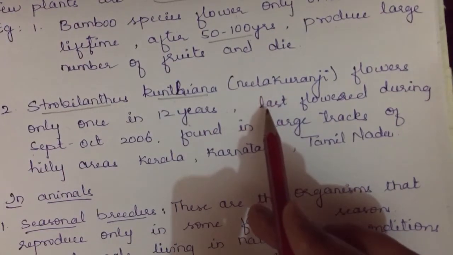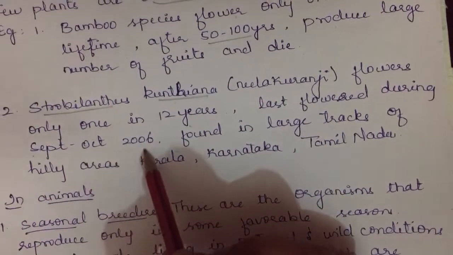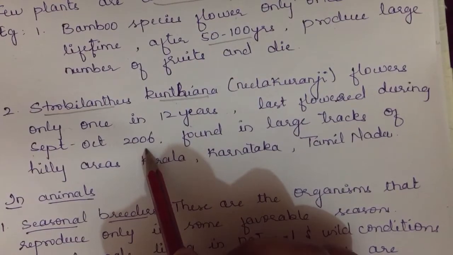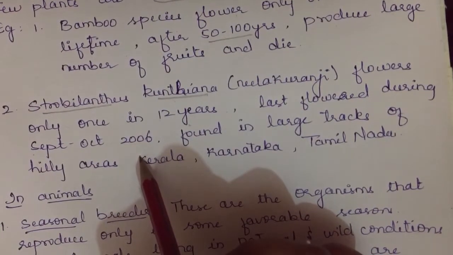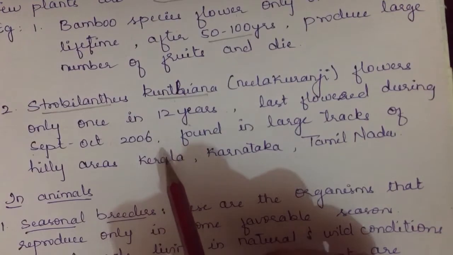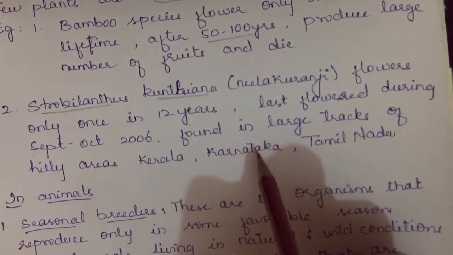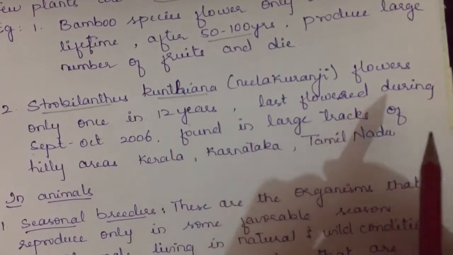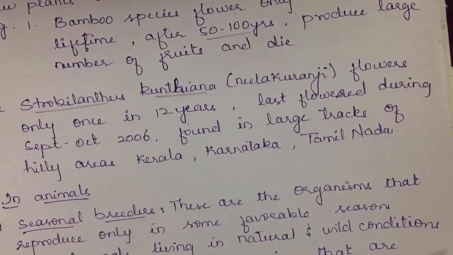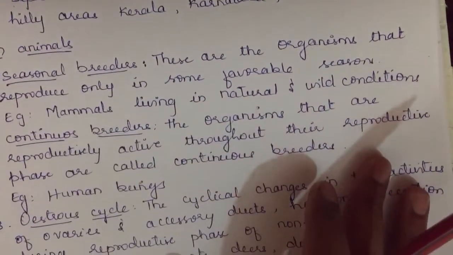When did it flower lastly? September-October 2006. If your NCERT textbook is of a new edition, maybe it has been changed, but what I have is 2006. And where is it present? Kerala, Karnataka, Tamil Nadu, in their hilly regions. Okay, this is about some unusual flowering plants.